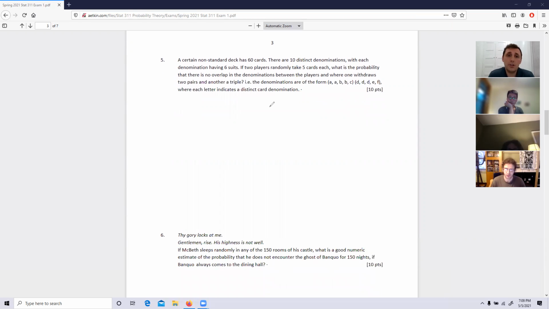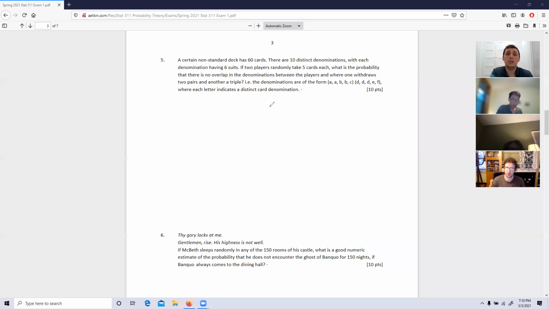Let's see. A certain non-standard deck has 60 cards. There are 10 distinct denominations, with each denomination having 6 suits. So we just have a strange deck of cards, right? So it has 60 cards, and it has 10 distinct denominations. So you understand my idea of a card is that it has 2 numbers, 1 number in the front, 10 numbers in the front, and 6 numbers in the back. That's the suit. Understood?